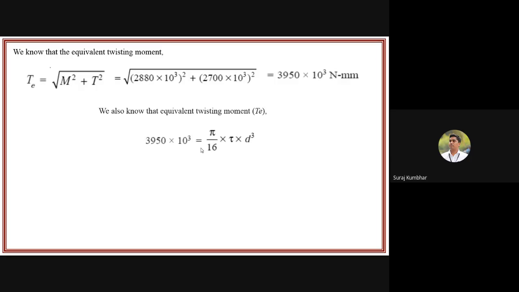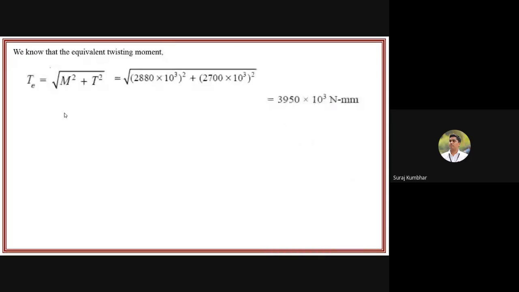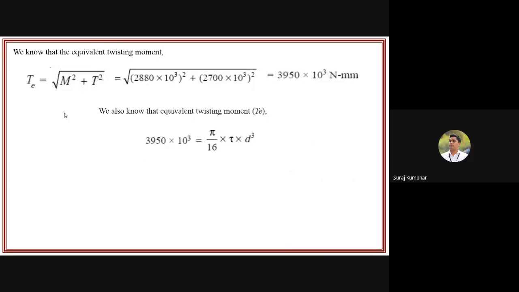Now just all of you do the calculation and find out the diameter. Shear stress value is already given. How much is it? That shear stress value tau is 42 Newton per mm square. Okay, now just put that 42 Newton per mm square in that particular formula and find out the diameter. Everyone should do that and find out the diameter.